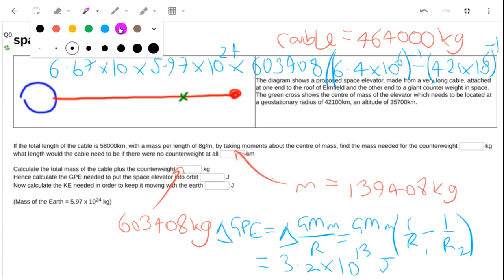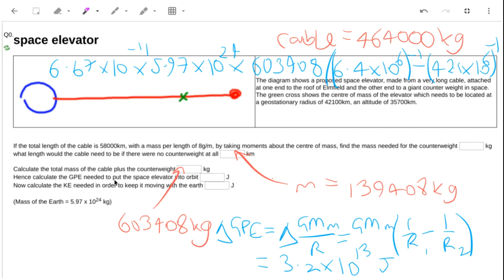And the last bit now, the kinetic energy needed in order to keep it moving with the Earth. Well, the shortcut here, hasn't got much to do with a half mv squared. The kinetic energy in orbit is a half of the gravitational potential energy at that radius. So that's going to be a half of the gravitational potential energy at geostationary radius.